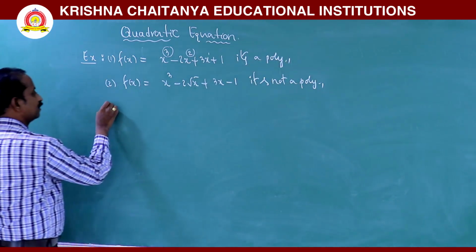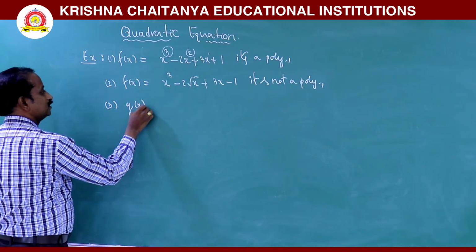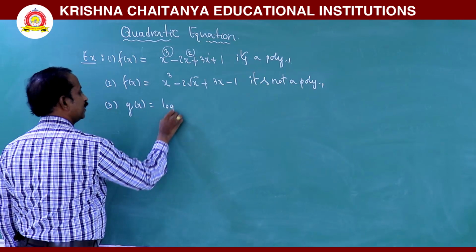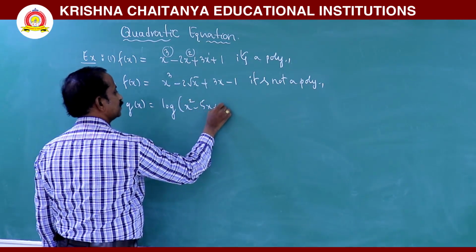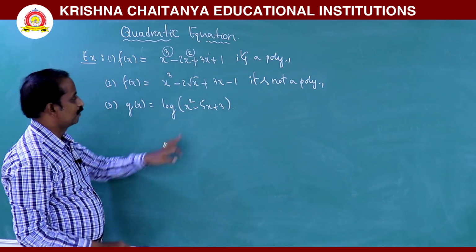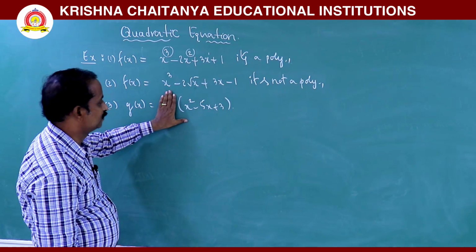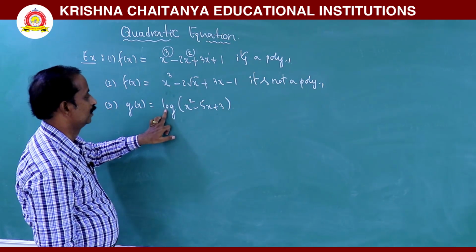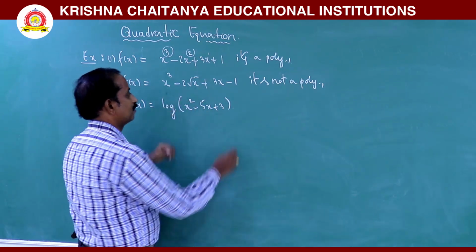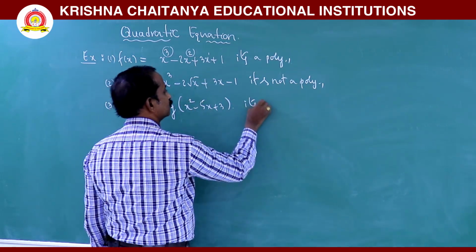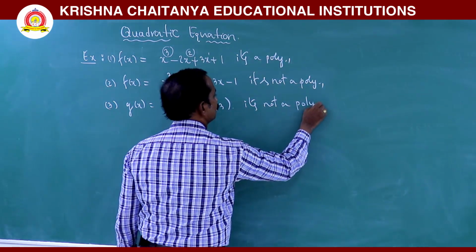Now we can consider one more example, g of x, where g of x is equal to logarithm of x square minus 5x plus 3. But x square minus 5x plus 3 is a polynomial, but it is mentioned with logarithm. So logarithm of x square minus 5x plus 3 is not a polynomial.